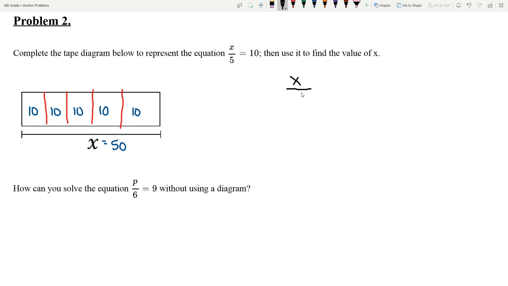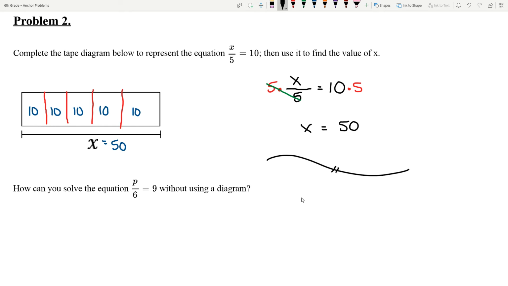This is x divided by 5 equals 10. Well, in question 1, the opposite of multiplication was division. So same concept. The opposite of division is multiplication. So if we multiply by 5 on both sides here, the 5s cancel out to be 1. So you're left with x equals 50. And sure enough, if you substitute 50 back in for x, 50 divided by 5, that's 10.